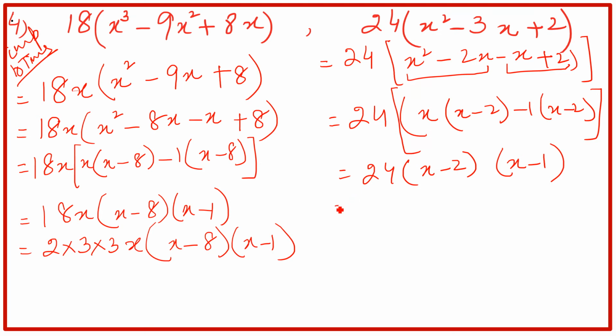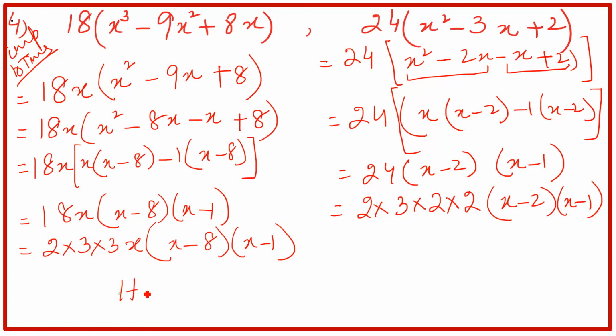How can we write down 24? 2 3 times 6, and 6 2 times 12, 12 2 times 24. We can write down 24 like this, and then in parentheses we have x minus 2 and x minus 1. This is the factorization of the second part, but we have to find out the HCF, meaning the highest common factor.